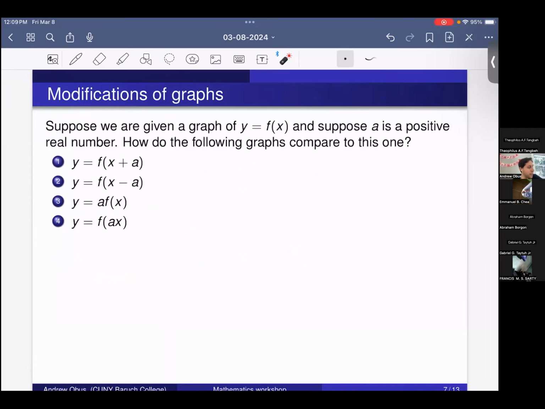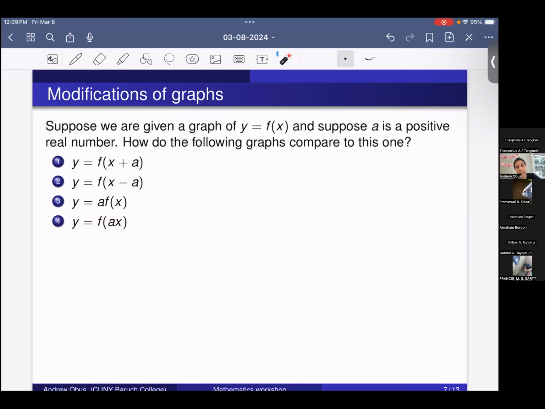Okay. So for now, let's forget about sine. Let's forget about cosine. Let's just talk about graphs in general. So let's say we're given a graph of a function, y equals f of x. And now let's say that a is a positive real number. So the question is, how do these following graphs compare to the original graph? Okay, so there's these four things we could do to a graph. We can look at f of x plus a. We can look at f of x minus a. We can look at a times f of x. And we can look at f of ax.